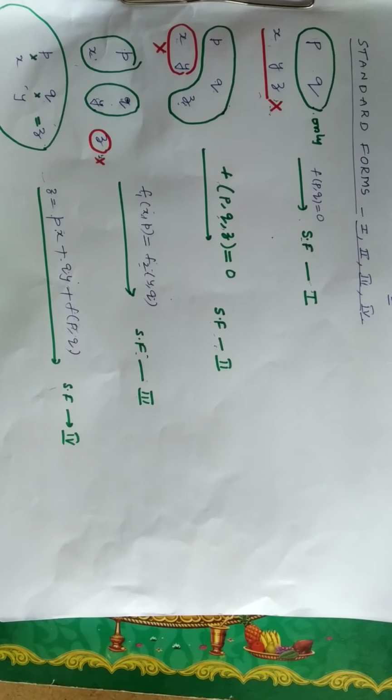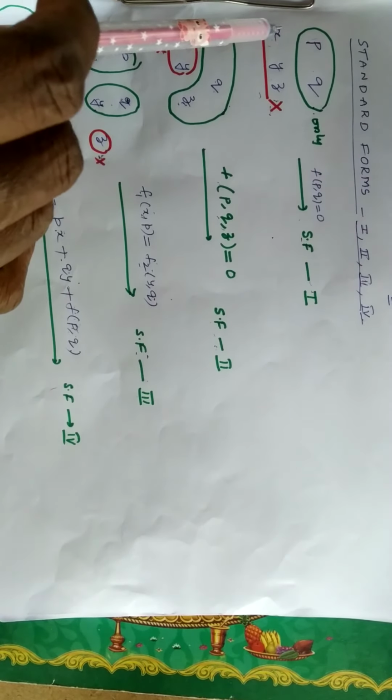In this video, we will discuss how to reduce the given PDE into any one of the standard forms 1, 2, 3, 4. Before going to the topic, first we recall the standard forms 1, 2, 3, 4. Generally, the PDE of first order must contain p and q. Along with it may contain x, y, z.